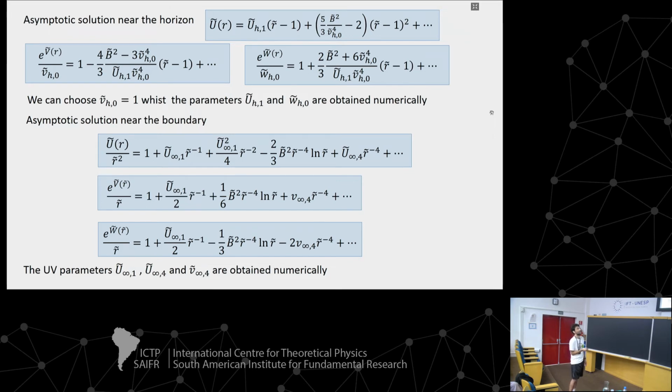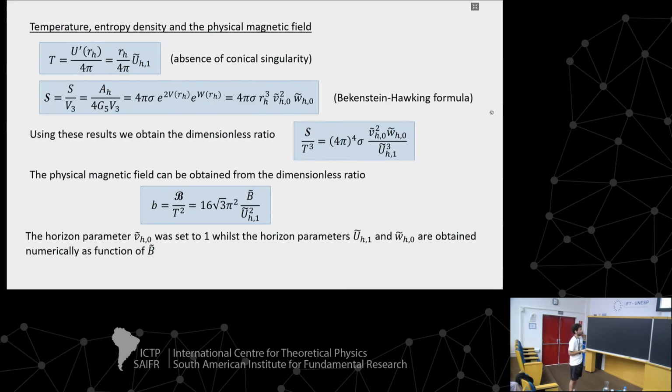Those are, in AdS/CFT, called VEV coefficients, because they will be mapped to the vacuum expectation value of some operators in the dual conformal theory. The temperature you can also get from the horizon coefficient UH1. The entropy you get from the Bekenstein-Hawking formula. It is related to the coefficients VH0, WH0. You can also get the dimensionless ratio of entropy and temperature, and the dimensionless ratio of magnetic field with temperature.